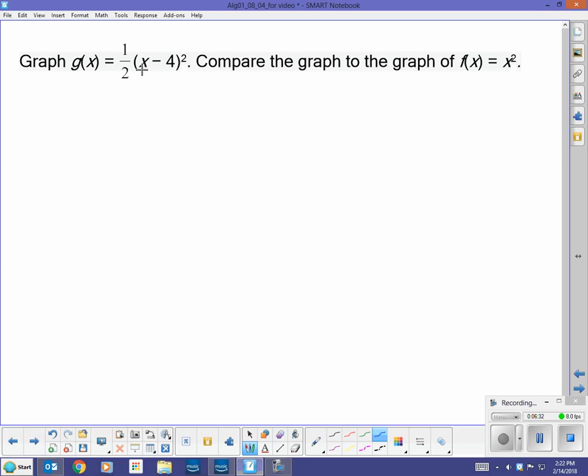Graph g of x equals 1/2 (x minus 4) squared compared to x squared. So we can see that we're going to have some kind of vertical shrink by a factor of 2, or we're shrinking by a factor of 1/2, we should say. And the negative 4 means it's going to be a horizontal translation, not to the left, to the right.